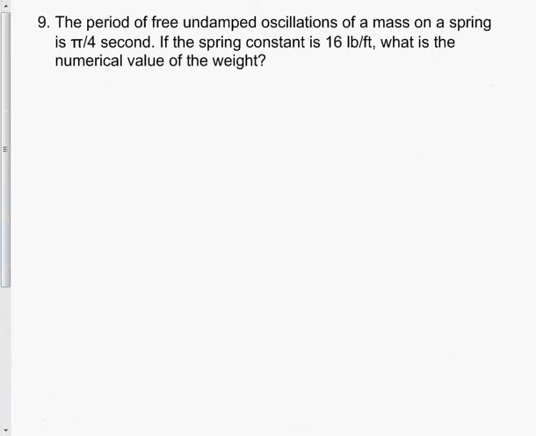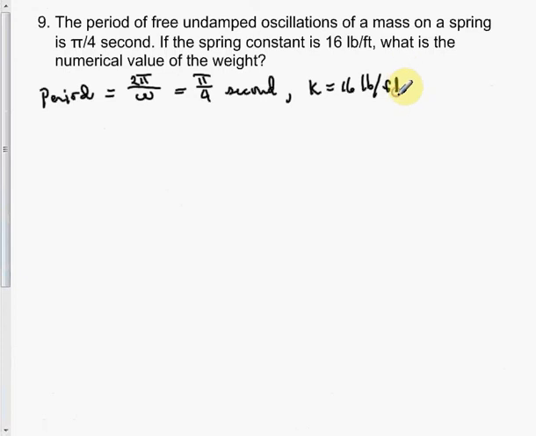Let's look at this one. The period of free undamped oscillation, the formula that we gave was for simple harmonic motion, and it's undamped. So they're not telling us anything that we don't know. So the period of free undamped oscillations of a mass on a spring is pi over 4 second. So here the period has a formula, 2 pi over omega. Here they tell us that this is pi over 4 second. It says if the spring constant is 16 pounds per feet, that is K is 16 pounds per feet. What is the numeric value of the weight?